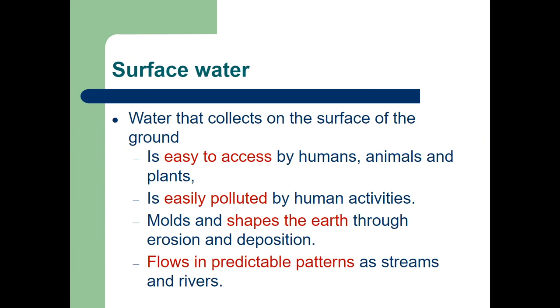So surface water is water that collects on the surface of the ground. It is easy to access by humans, animals, and plants. It is easily polluted by human activities. And you're thinking, well, I don't pollute the water. I don't go out there and dump stuff. That's true, you don't. But you may drive a vehicle, and your vehicle may lose some oil, antifreeze, or brake fluid on the road, and then it rains and it goes into the ditch. When it goes in the ditch, it goes into a stream, and that's in our drinking water. So indirectly, we're not necessarily trying to do that, but we can have some problems doing that.